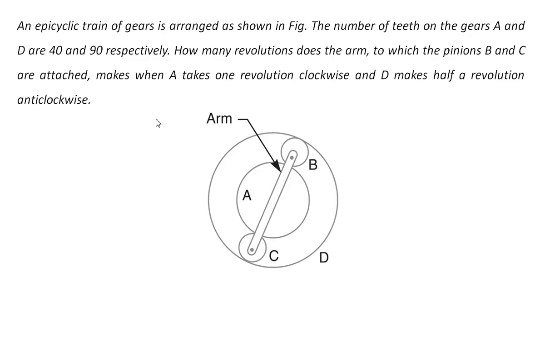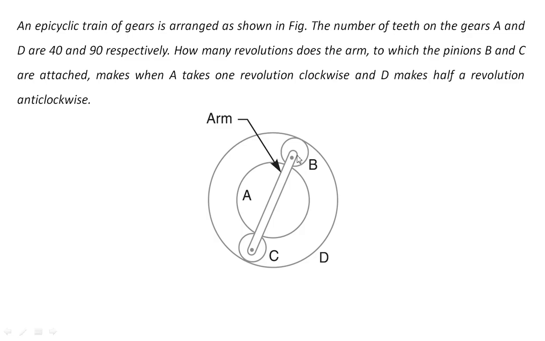So we have the diagram with the question. Gear A is at center. It has 40 number of teeth. It is engaged to pinions B and C which are connected by the common arm. Further, B and C are engaged to a gear D which has internal teeth equal to 90 in number.